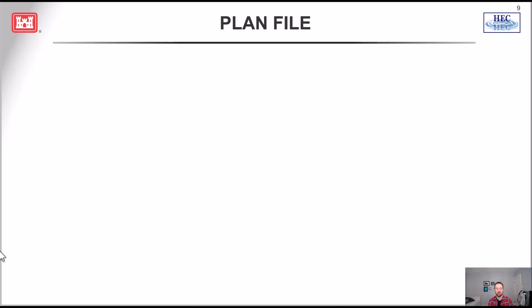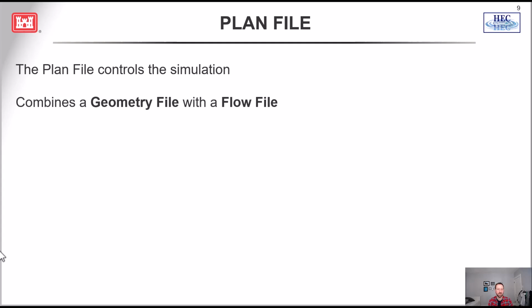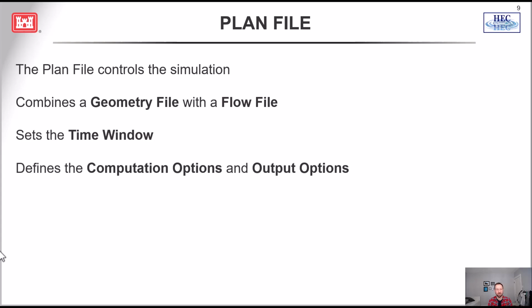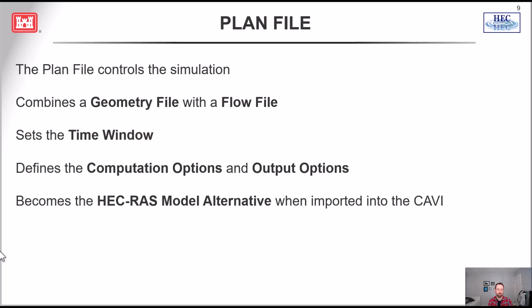Now that we've talked about geometry files and flow files, let's talk about the third major component of an HEC-RAS model, the plan file. In broad terms, the plan file controls the simulation. It combines one geometry file with one flow file, sets the time window, defines the computation options and output options, and most importantly for SWMS users, becomes the HEC-RAS model alternative when imported into the cavity.